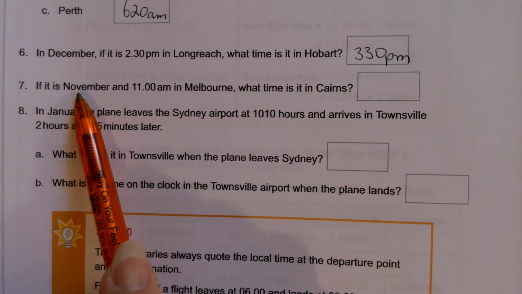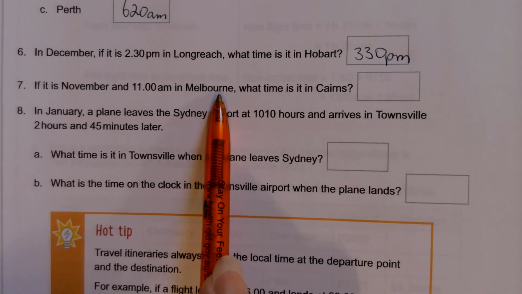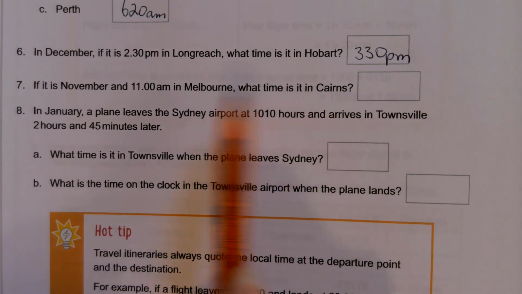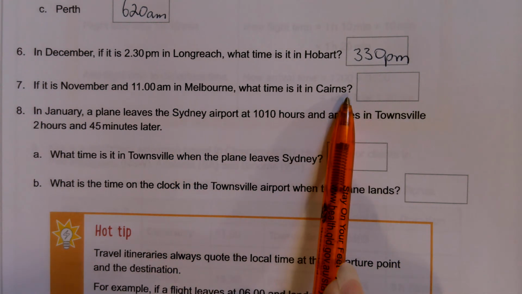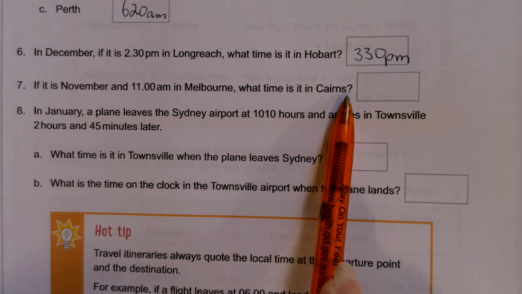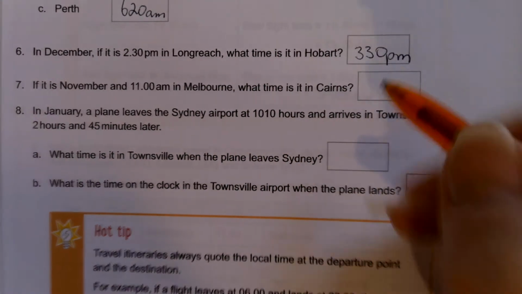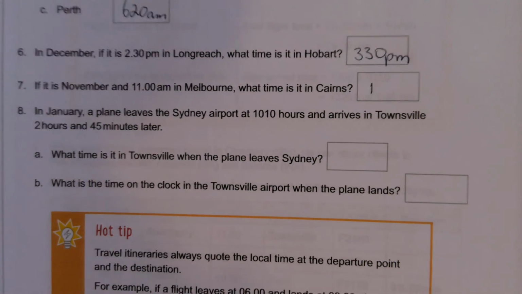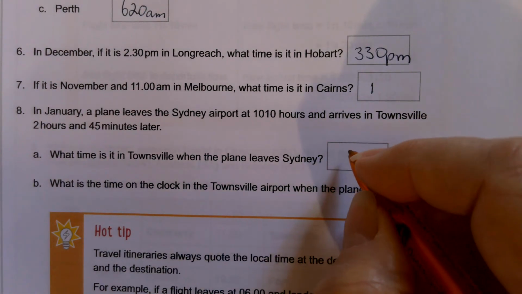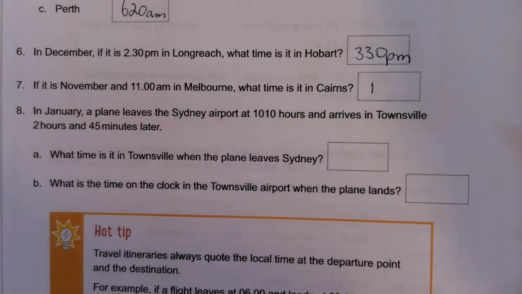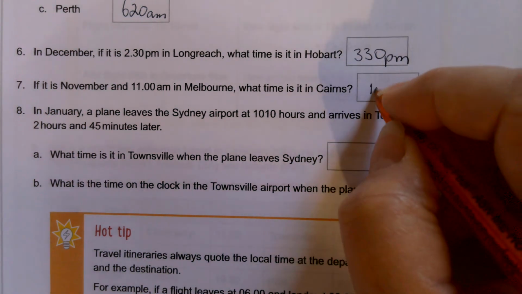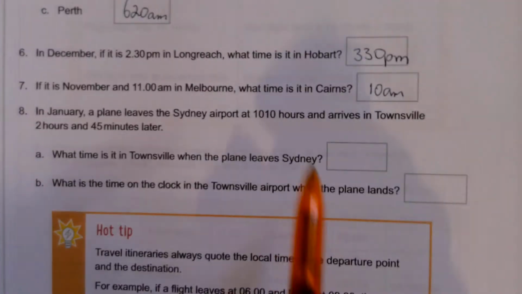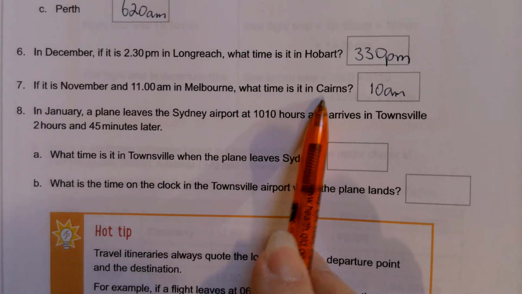November, summer, daylight saving. Melbourne in Victoria, daylight saving. Cairns in Queensland, no daylight saving. So it will be 10 a.m, won't it? Of course, Cairns is an hour behind Melbourne.